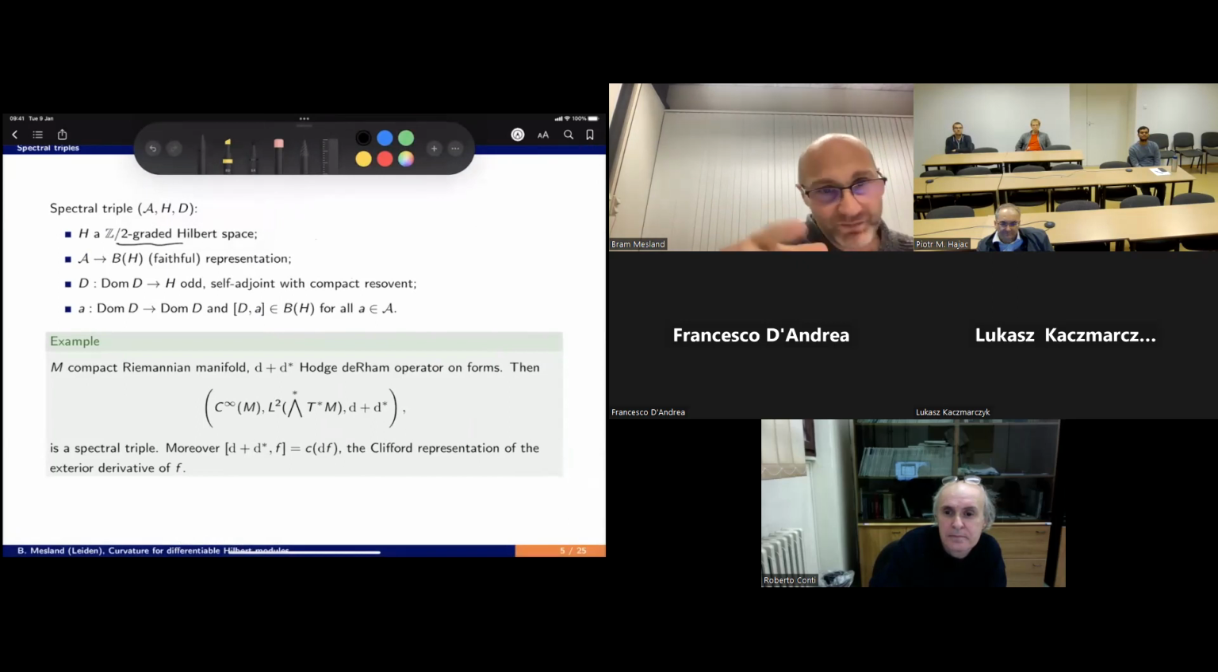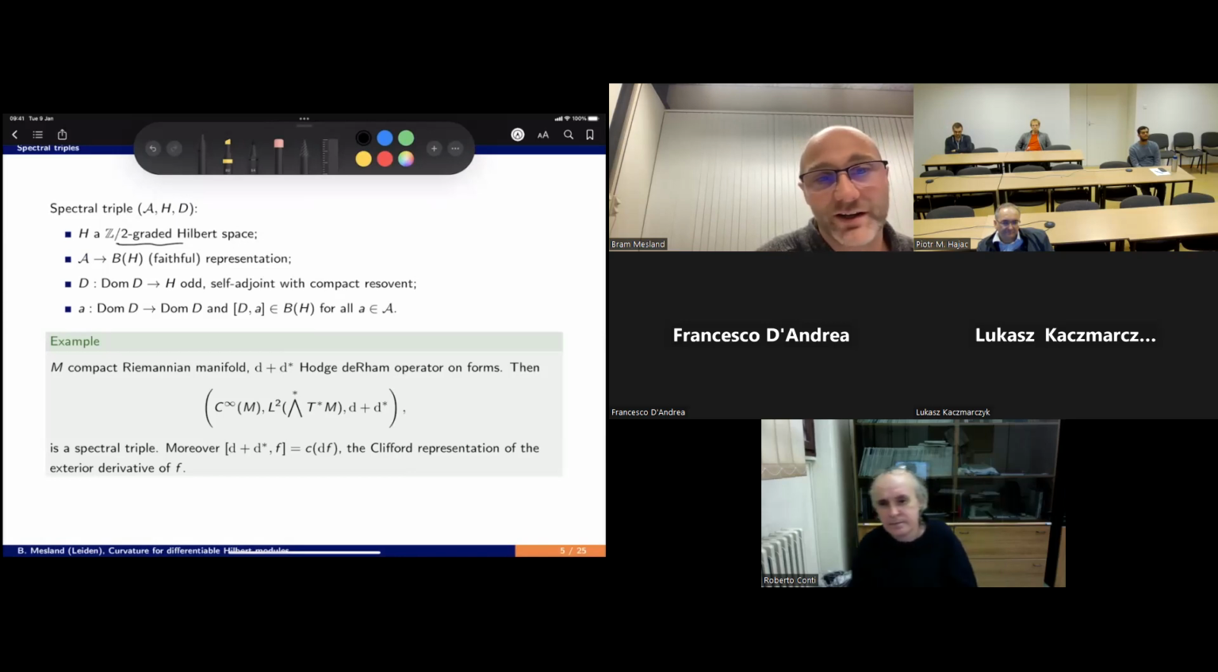For simplicity, so this is a grading that I really need, that is vital to the construction. Of course, if you do very general KK theory, algebras can also be graded, but this we can, for simplicity, forget about. So we assume that A has no grading and that it acts by even operators and possibly also faithful. So we don't want to divide out by kernels.